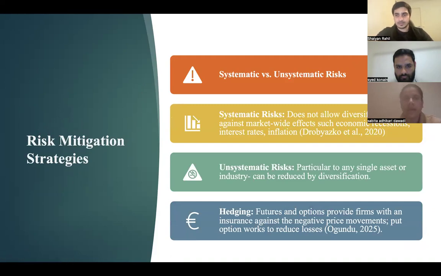Thank you. I'm going to present the risk mitigation strategy. There are three types of risk mitigation strategy. The first is systematic risk, which does not allow diversification against market-wide effects such as economic recessions, interest rates and inflation. Another is unsystematic risk, which relates to single assets in the industry. The third strategy is hedging. Futures and options provide firms with insurance against price movement. A put option works to reduce losses. Next slide, please.